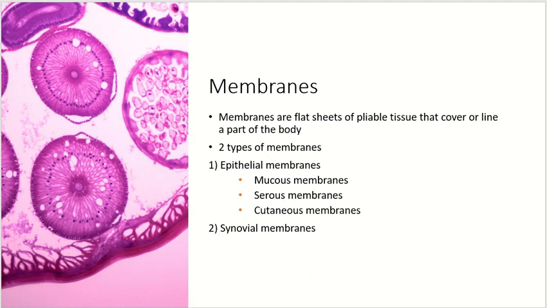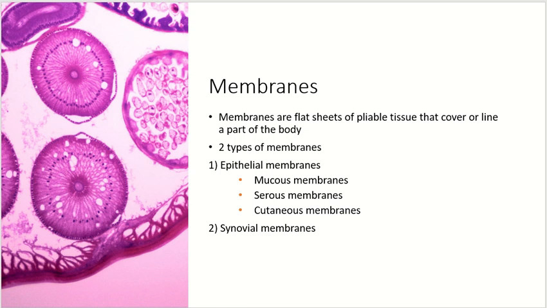So, moving on now to the various types of membranes. Membranes, as we've mentioned before, are going to be flat sheets of pliable tissue, and these are going to cover or line various parts of the body. We've got two main types of membranes. So we've got epithelial membranes that we've kind of mentioned before. We've got mucous membranes. These are going to secrete mucus.